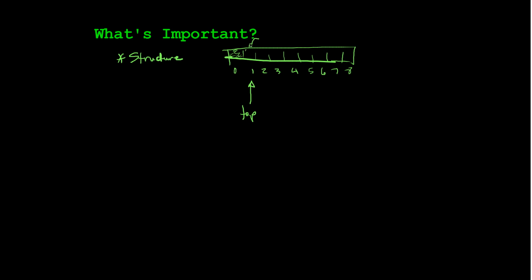And as soon as I put new data in here, my top is actually going to move over here. So in other words, whenever I put stuff onto the stack, I'm going to move my head or my top over. And whenever I take stuff off of the stack, then the newest place for me to put data in is going to be this spot right here.